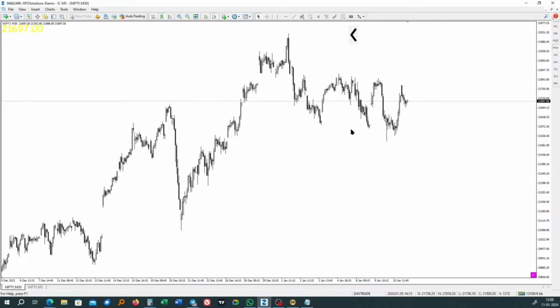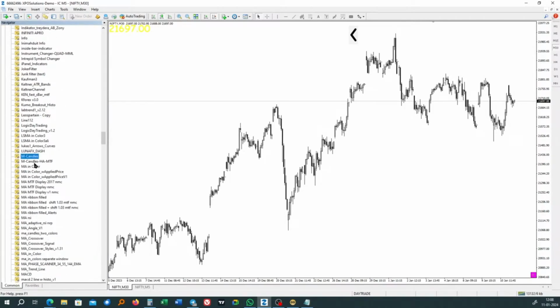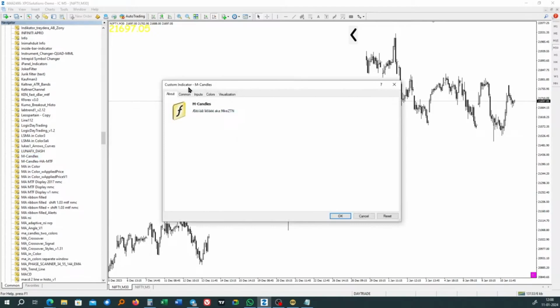Say this is my Nifty. Right now on Nifty I can add a Heikin Ashi candle. Okay, there you go.